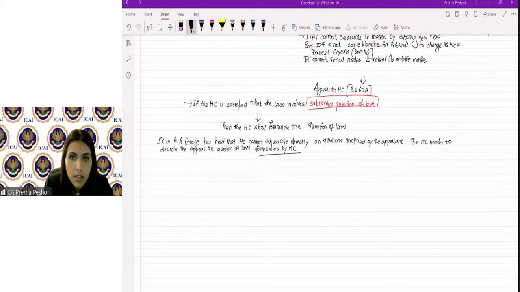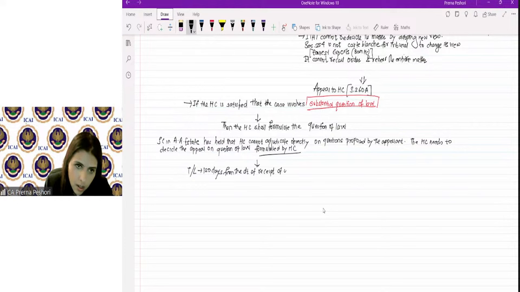So just write down: time limit is 120 days from the date of receipt of the order against which the appeal is to be filed. And the High Court has the power to condone the delay. High Court can condone the delay on sufficient cause which is shown.